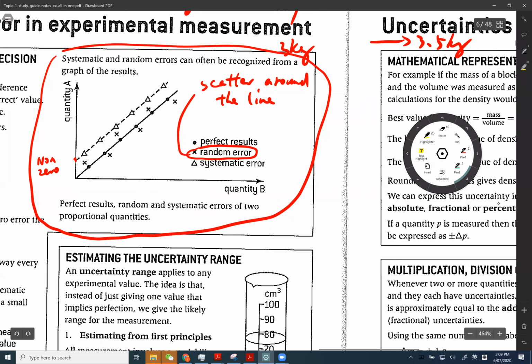Why do the triangles show systematic error? The solid line means the accurate value. For quantity B, for example, we can say this is distance. This is time taken. Speed, no change. Distance is just proportional to time taken, right? But now, why do we have systematic error? For 2 hours, it should be 10 km, for example. But for the triangle part, they gave you 15 km. For 3 hours, it should be 15 km, but they give you more km.